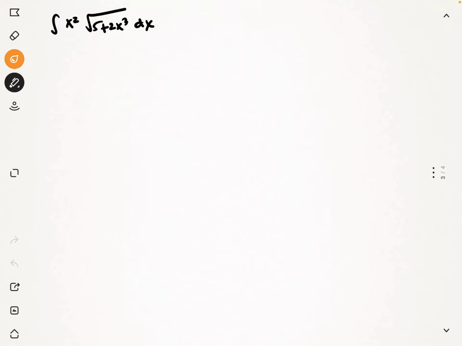Okay, next one. This one surely looks complex. We have a square root portion of our function, and then we have an x squared. Now, we're going to use this inside part as u. So u is equal to 5 plus 2x cubed. Then our du is going to be, well, the 5 is going to derive out. The 2x cubed's derivative is going to be 6x squared dx.